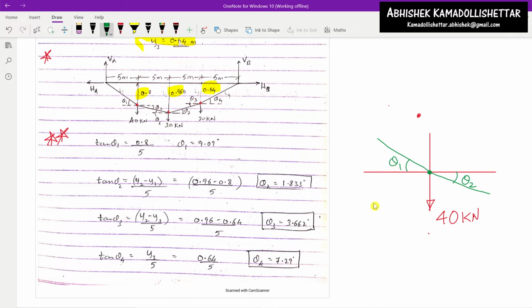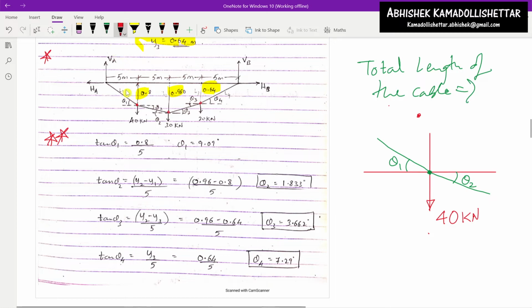So now we can say what is tan theta. Here we have to find the total length of the cable as given in the question. So for that I have to find L1. I will divide the entire length of the cable into 4 parts: L1, L2, L3, and lastly L4. So 4 lengths will be there. Total length of the cable is L1 plus L2 plus L3 plus L4. To find that, we can make use of trigonometry. If you know the angle, you can calculate tan theta, and that will help us find the length.